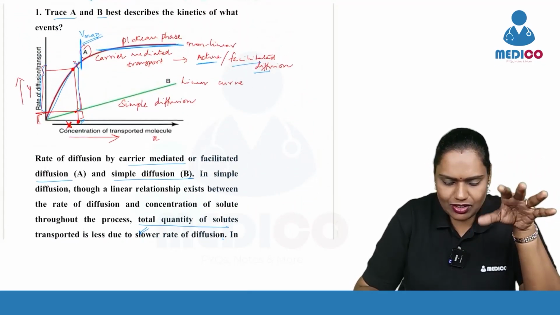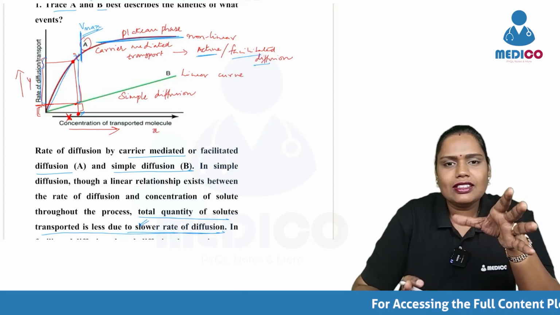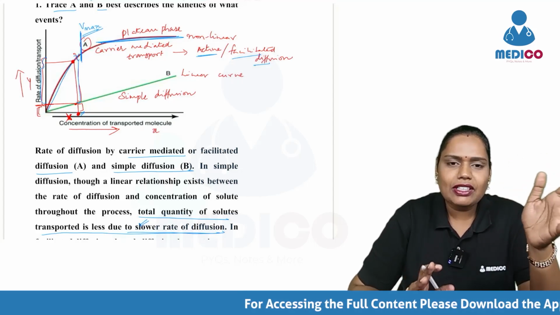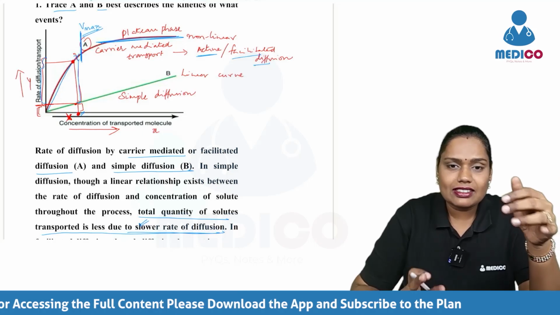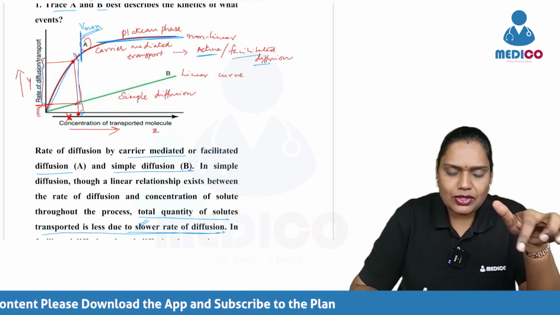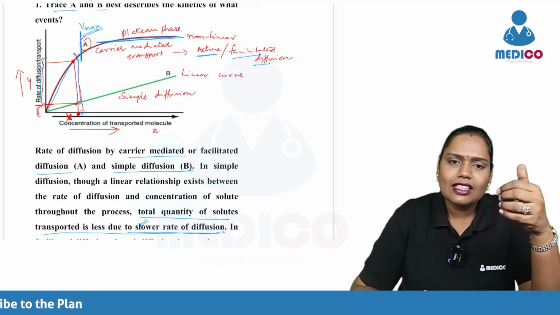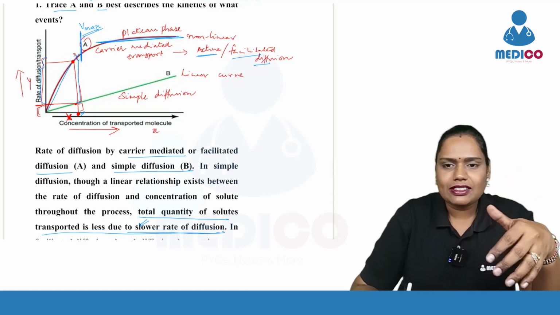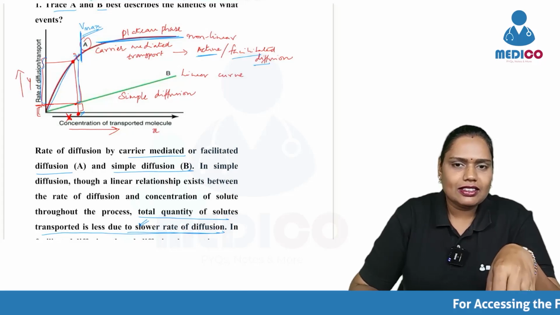So by just giving this one graph, they can ask many questions. One is identify. Simply, they could ask a direct question, identify traces A and B. Or they can say, among these two traces, which is a faster transport. Third, they can also ask the properties. Okay, so any of these can be asked from this graph.